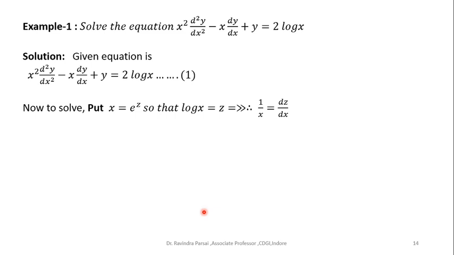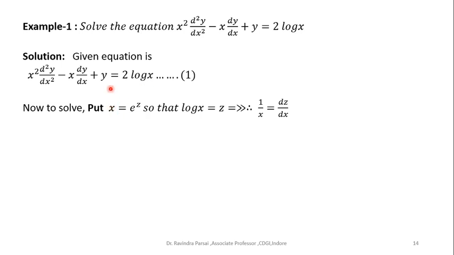Let us see an example on this topic. Suppose this question is given to you: x squared d2y by dx squared minus x dy by dx plus y equals 2 log x. First of all, you understand the category of the problem. Of course, this is a linear differential equation because the derivative and dependent variable appear in separate terms with degree or power 1, and it is second order, with variable coefficient x simply. So this is of our first type category.